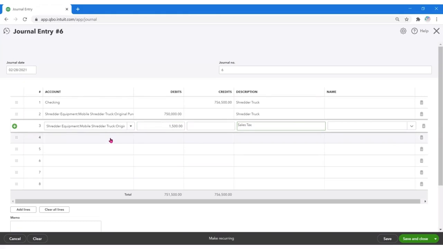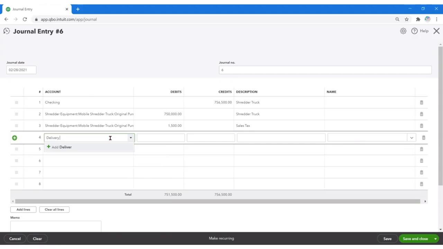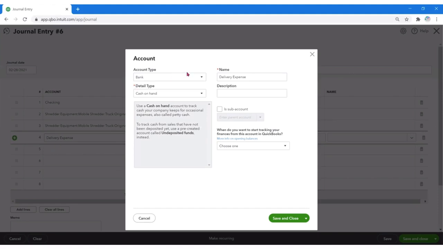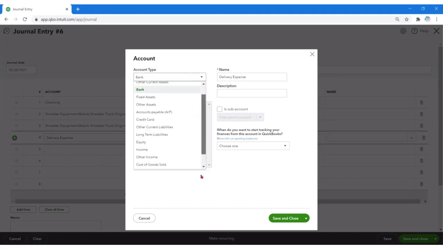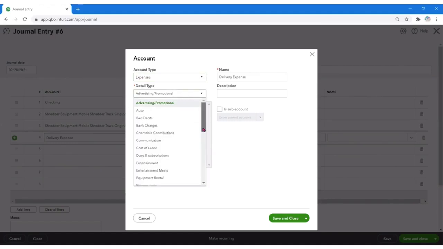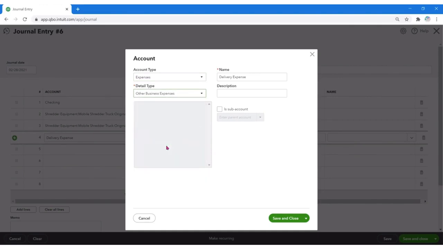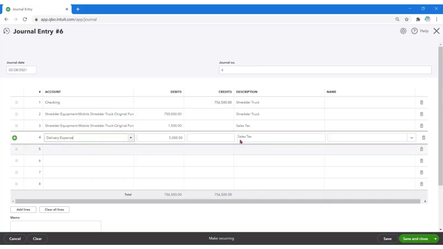And then I am going to write off the delivery. We do not have that account, so I'm going to go ahead and add it. Again, you can add things on the fly while you're working. Don't have to leave here and go to the chart of accounts. I'm going to add an expense. And I'm just going to put this to other because I don't have a delivery detail type here. So delivery expense, save and close that. And this is the delivery charge.